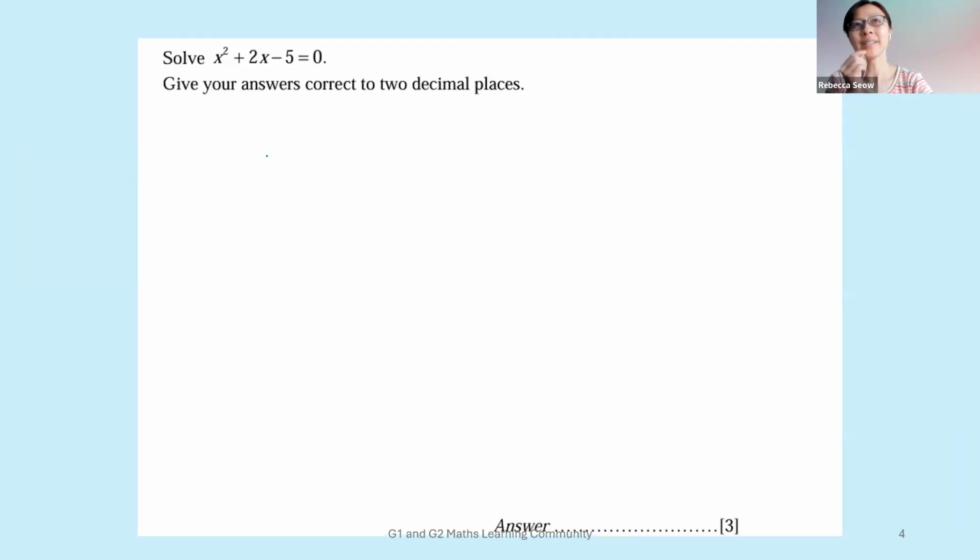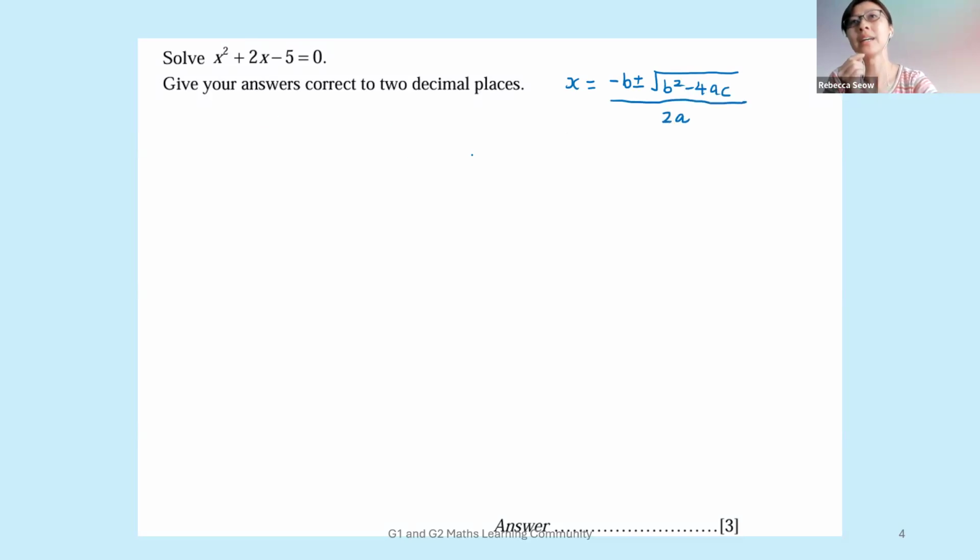All right, next question tells you to solve x squared plus 2x minus 5 equals to 0. Give your answers correct to 2 decimal places. Similarly, as before, let's just quote the formula first. X equals to -b plus minus square root of b squared minus 4ac out of 2a.